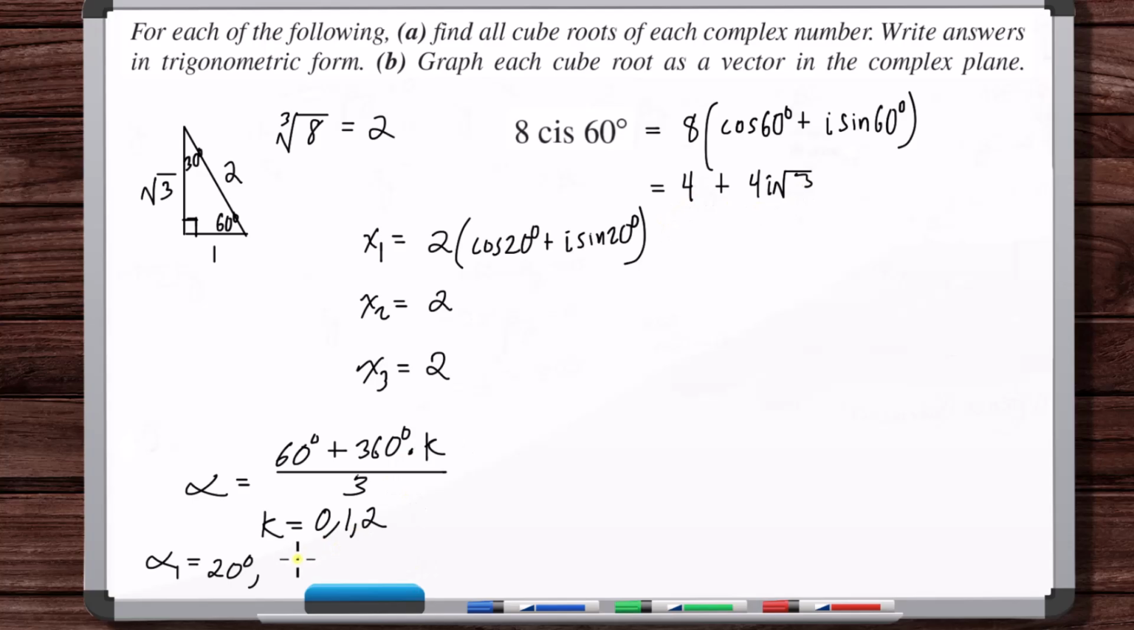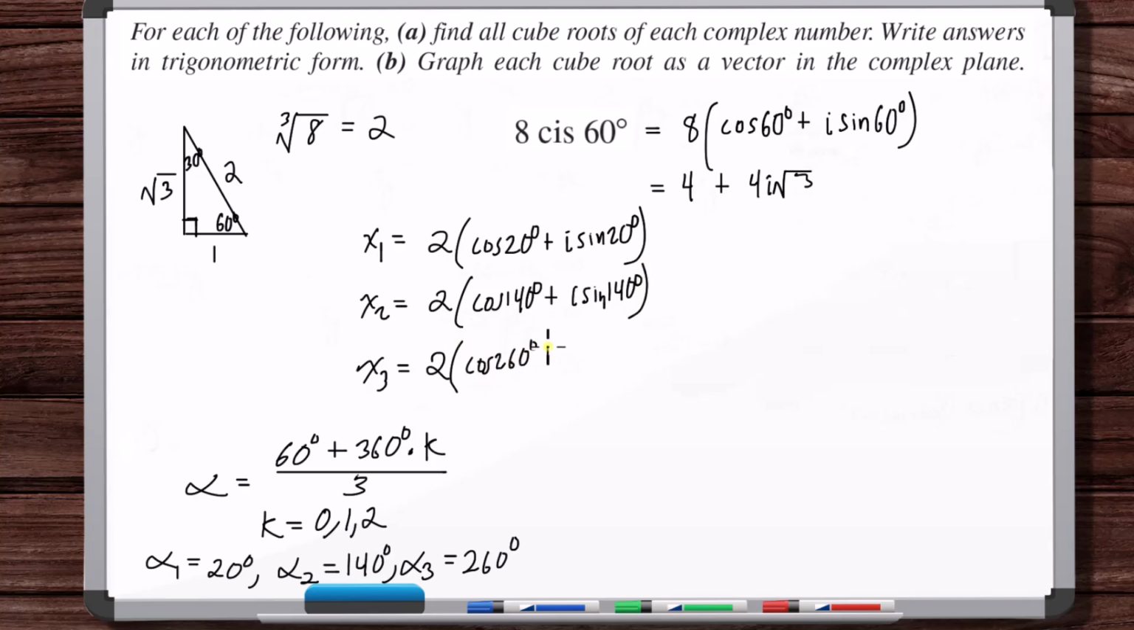Now for alpha 2, we could plug k equal to 1 in again, but we know they're spaced 120 degrees apart, so this is going to be 140. For alpha 3, we could plug k equal to 2 in, but it's easier to see that this is going to be 260. So we've got 2 times cosine 140 plus i sine of 140, and then 2 times cosine of 260 plus i sine of 260.